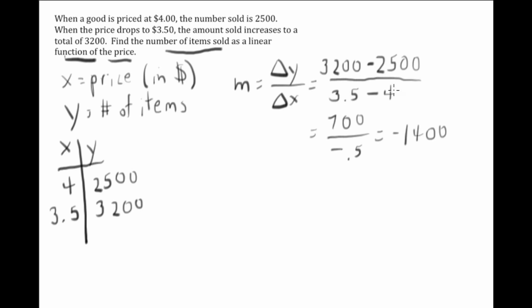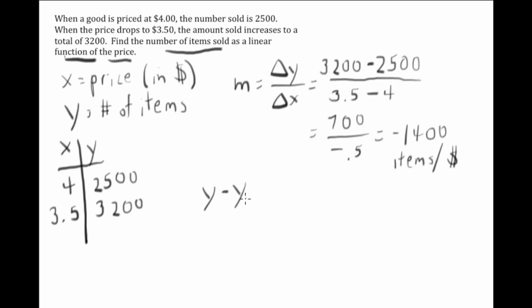It's good to pause and think about what the units for this number are going to be. The top is items, the bottom are dollars, so this is items per dollar. So if you want to think about it, that means for every dollar increase in price, you're going to sell 1,400 fewer items.